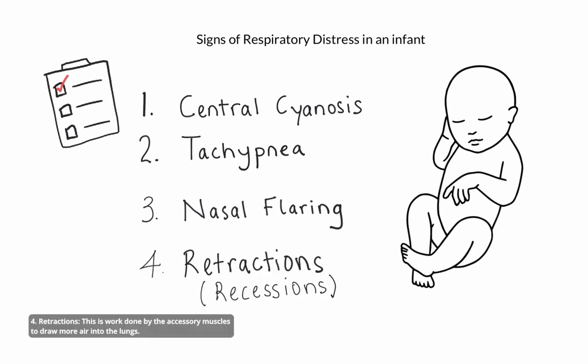4. Retraction. This is work done by the accessory muscles to draw more air into the lung. These could be subcostal, intercostal, sternal, or supraclavicular. The deeper the retractions are, the more severe the respiratory distress. Pay close attention to the video inserts here, demonstrating some of these.